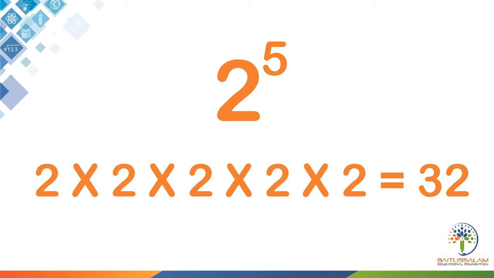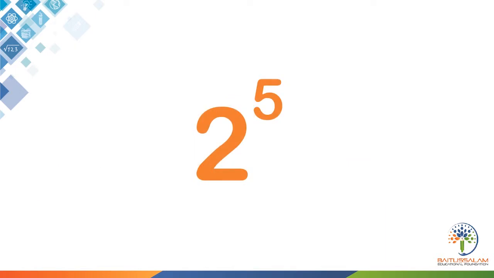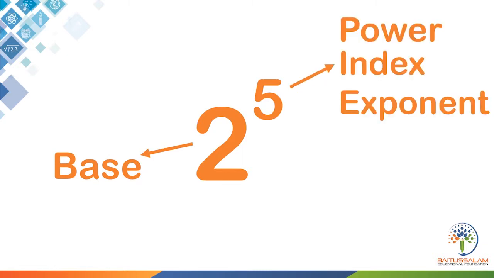If we multiply 2 by 2 5 times, we express it as 2 to the power 5. The number that is being multiplied repeatedly, 2 in this case, is called the base, and the number of times we multiply it is called the power or index or exponent.